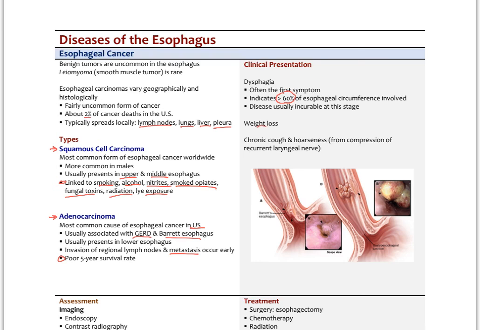Weight loss would be a later symptom, along with chronic cough and hoarseness. This can happen especially in the upper esophagus with compression of what's called the recurrent laryngeal nerve. That's by your thyroid, and it innervates your voice box. It's actually a branch of the vagus nerve, and tumor compression can create hoarseness because of that. So that is esophageal cancer, squamous and adenocarcinoma.